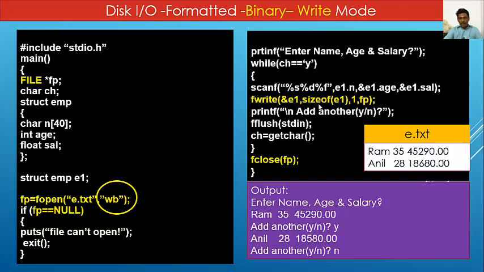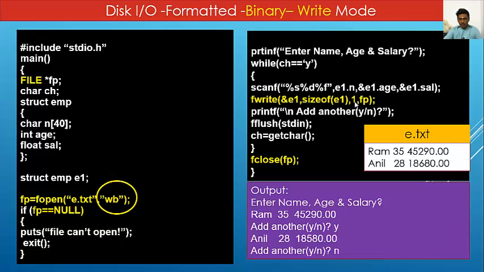The first is the address of the structure variable. The second one is the size of that structure variable. The third one is 1. The 1 represents the number of structure variables. Here we write only one structure. Each structure variable is equal to one record. So what is the meaning of record? A record is a collection of related data. So e1 has a collection of related data, so e1 is equal to one record.